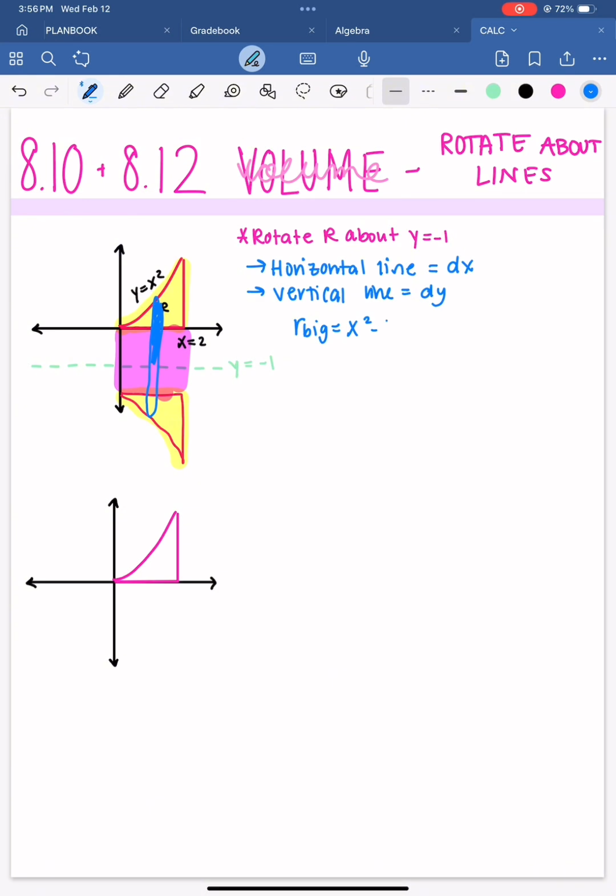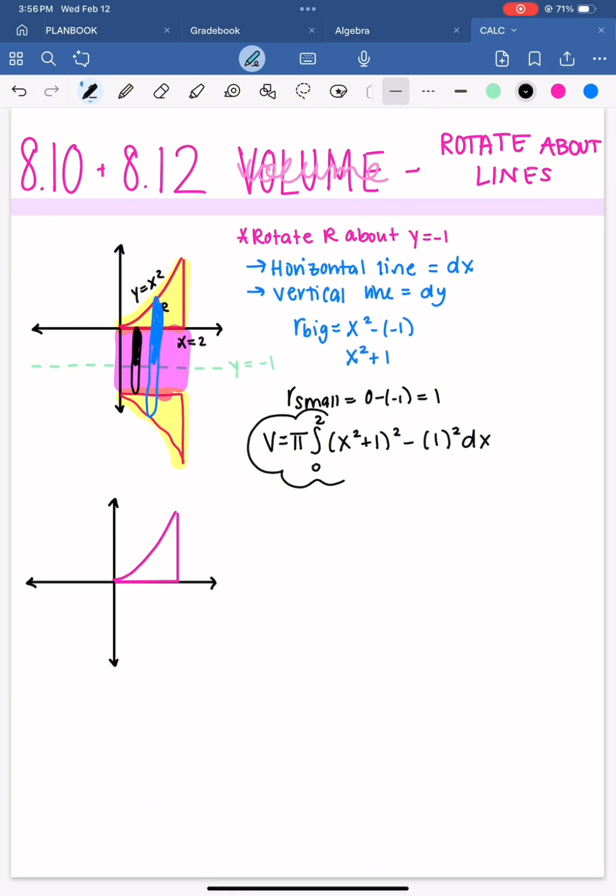So my big radius is top minus bottom, x squared minus -1, so we're going to get x squared plus 1. Now my small radius is going to be my empty space, so you can go ahead and see I'm drawing my disc, shading it up to the line I'm flipping over, and it's going to be 0 minus -1, so my small radius is going to be 1. So my volume is going to be pi, big radius squared, minus small radius squared, now from x values, from 0 to 2, and that's it. Now that was the washer method.